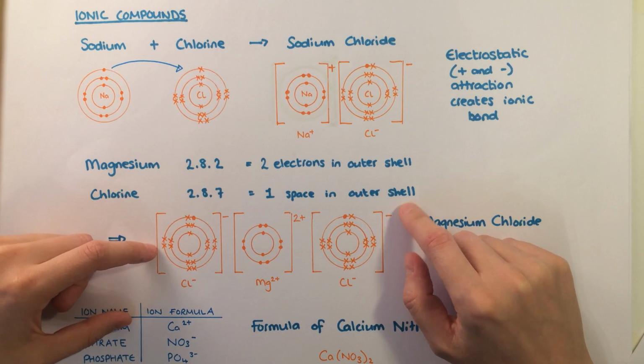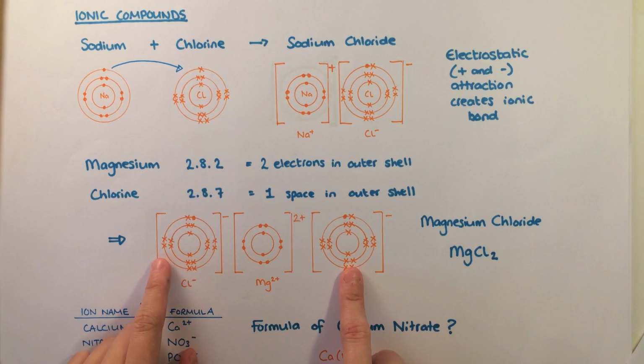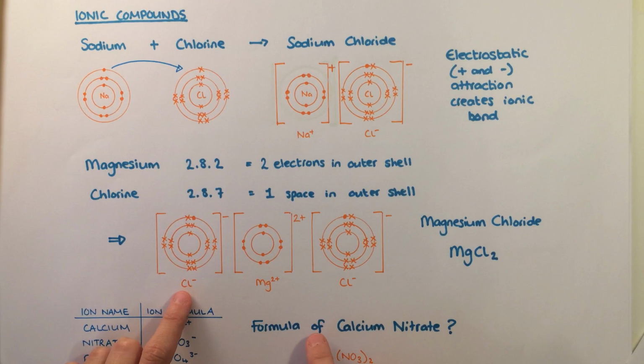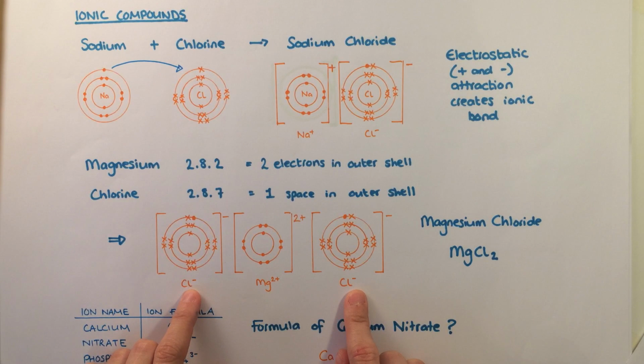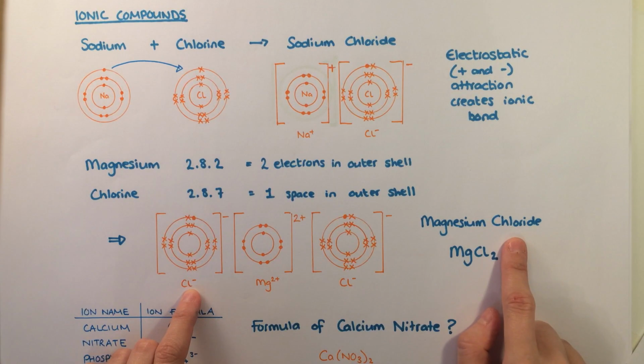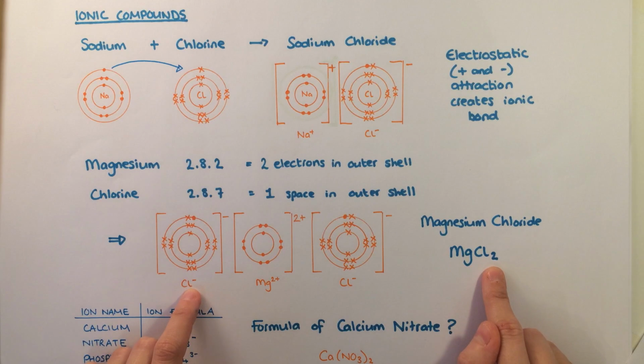So, in order for the magnesium to lose both its electrons and become stable, it must react with 2 chlorine atoms. 1 magnesium cation reacting with 2 chlorine anions produces the salt magnesium chloride, which has the formula MgCl2.